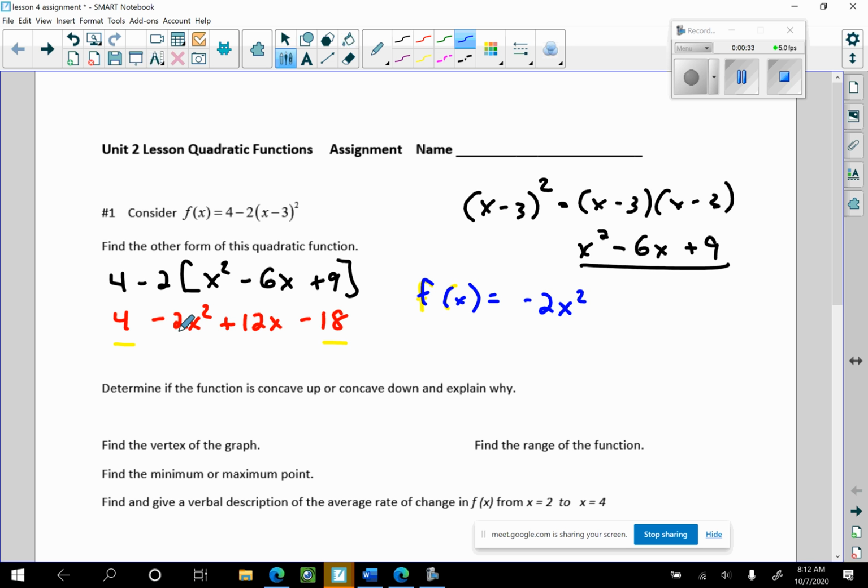A lot of people forgot to pull the negative down when they did this. This is a problem that I graded. If you had everything complete except for the negative, I didn't take a point off. So this is going to be negative 2x squared plus 12x minus 14. That's the other form.